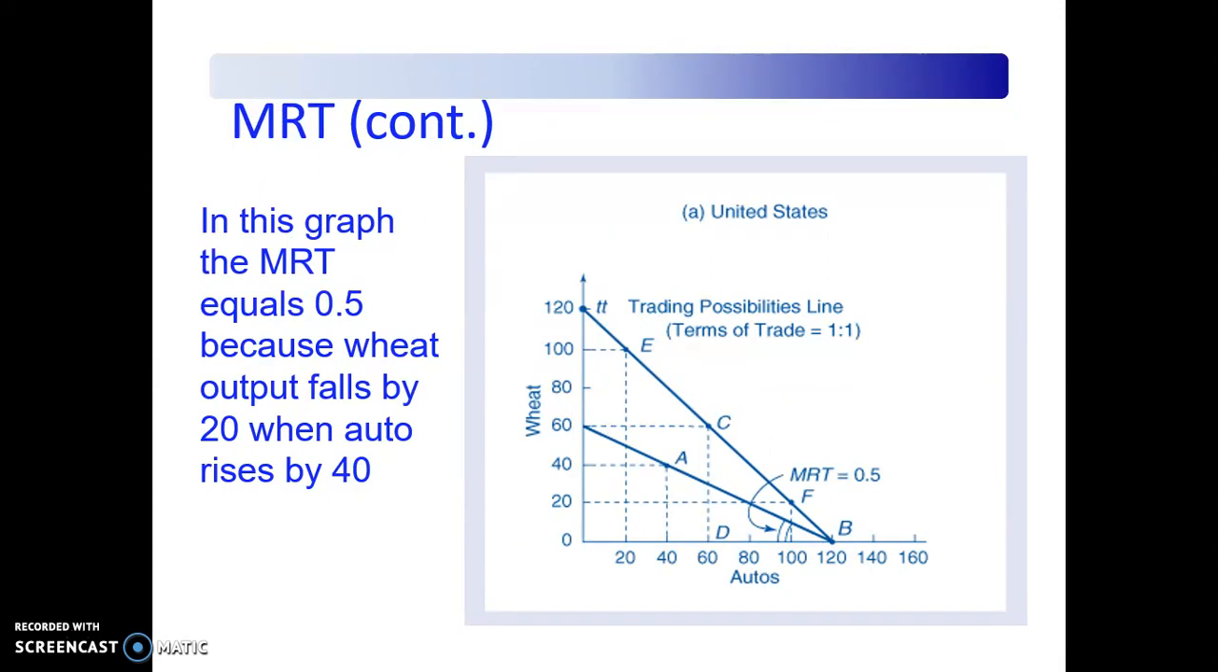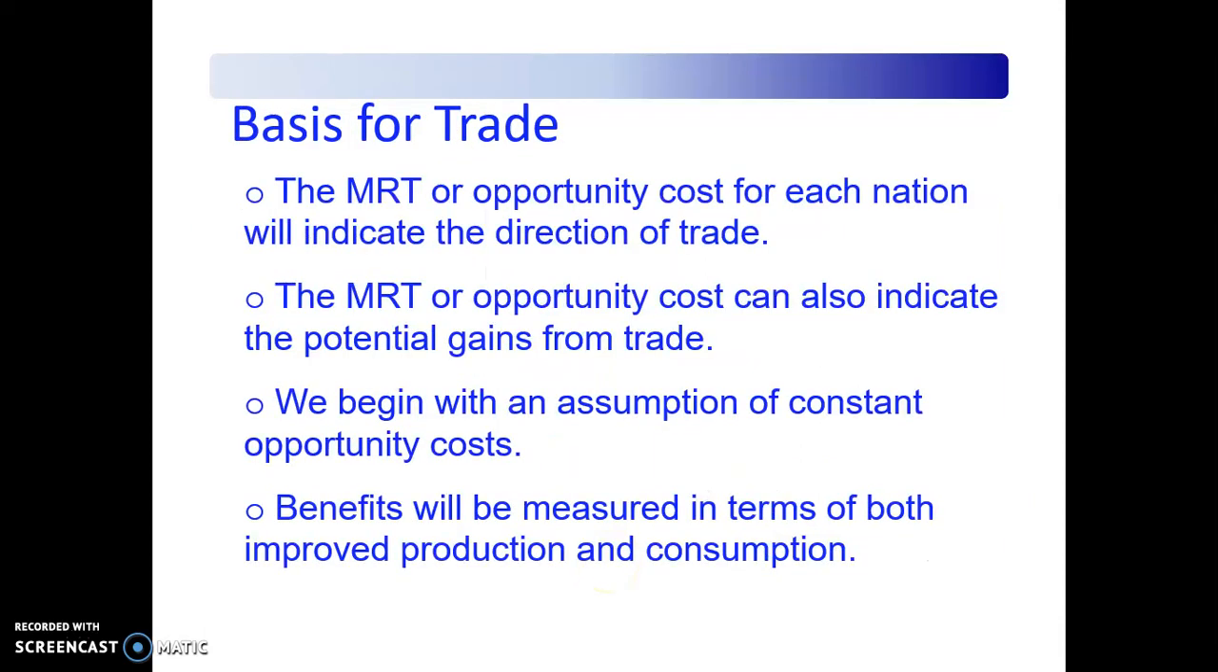So in this graph, the MRT equals 0.5 because wheat output falls by 20, as you can see right here, when auto rises by 40. So the marginal rate of transformation, or opportunity cost, for each nation will indicate the direction of trade. The marginal rate of transformation, or opportunity cost, can also indicate the potential gains from trade.